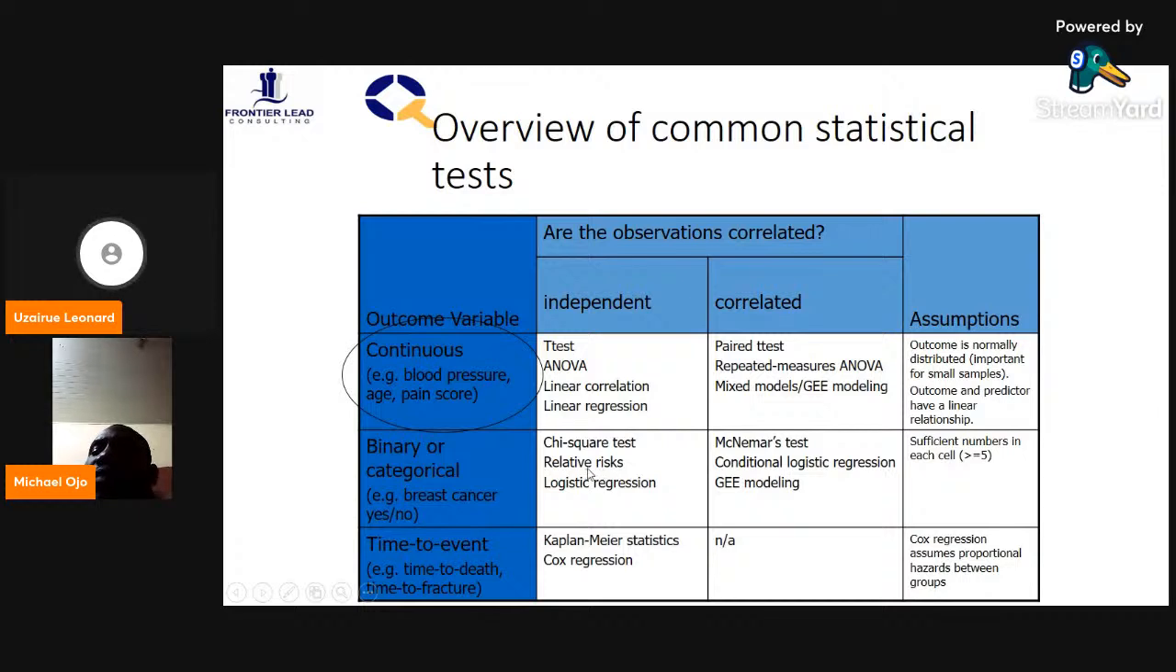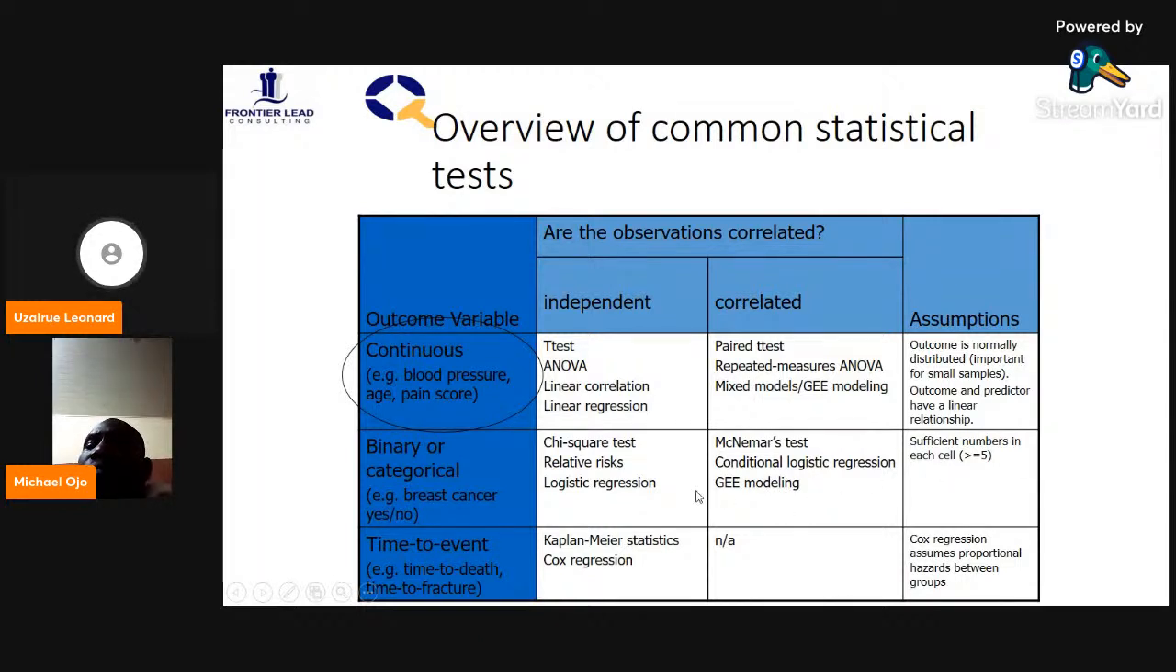If they are independent, that's the kind of analysis you'll be talking about when you're talking about binary or categorical data. It could be a chi-square test, it could be a relative risk test, then it could also be a logistic regression. But if they are correlated, then we are talking about the McNemar test or a conditional logistic regression, or it could also be GEE modeling.